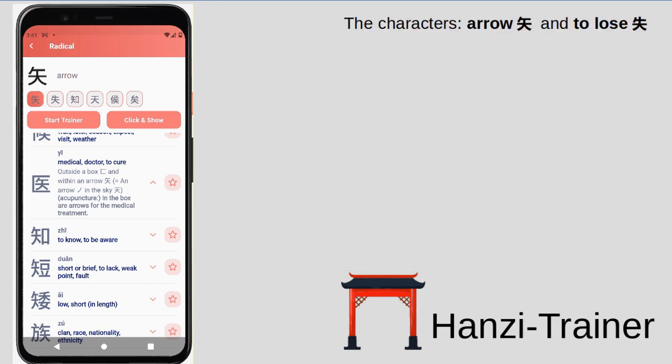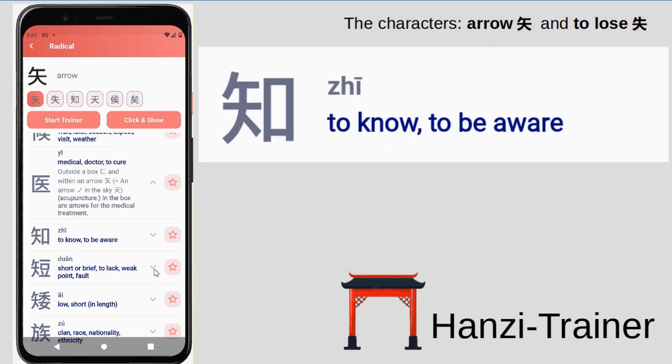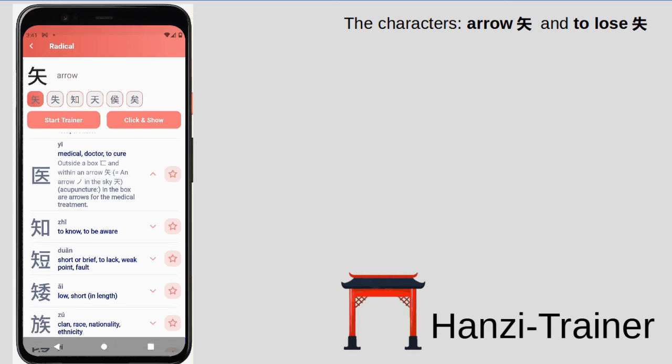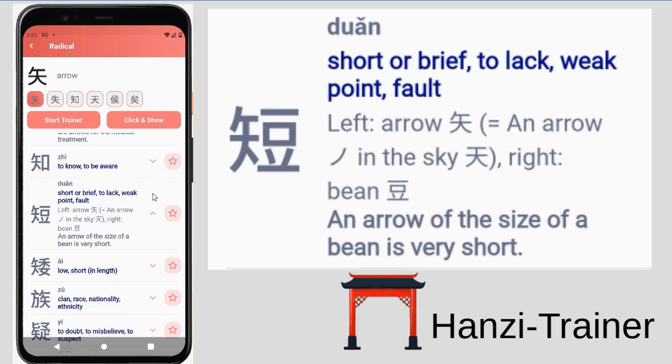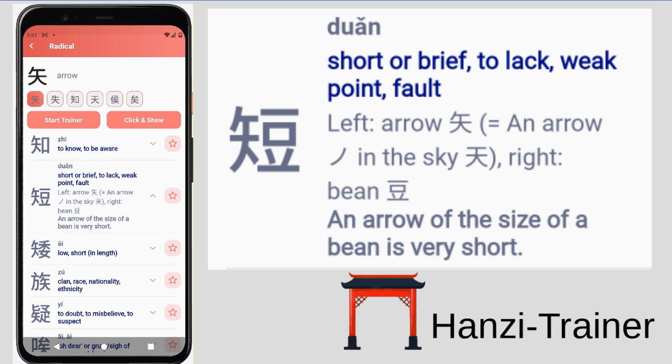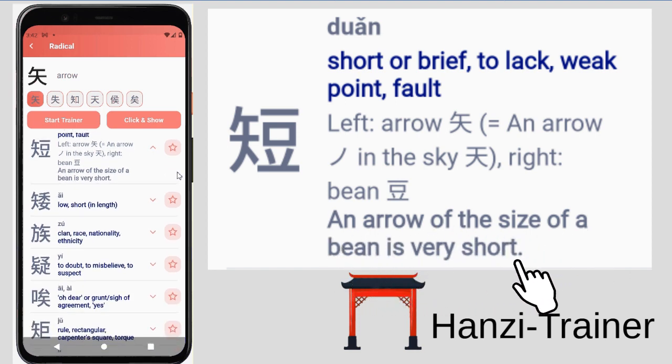The next one is the character for to know, which we already discussed, and then we have the character with the pronunciation 短 and the meaning short or brief. The explanation tells me that this is composed by the arrow and a bean. The memory phrase is: an arrow of the size of a bean is short. Again, an arrow of the size of a bean is short.